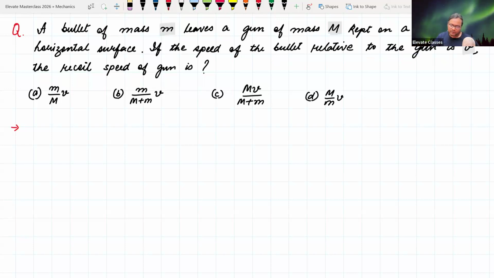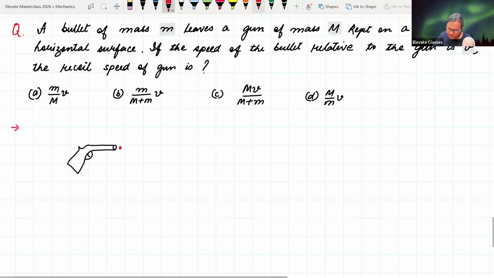So let me just draw a diagram and make the whole thing clear to you. So essentially you have a gun. Let me try to draw a gun. You have a gun here, right? And the gun essentially shoots a bullet. Fine, all right, no problem. The gun shoots a bullet.